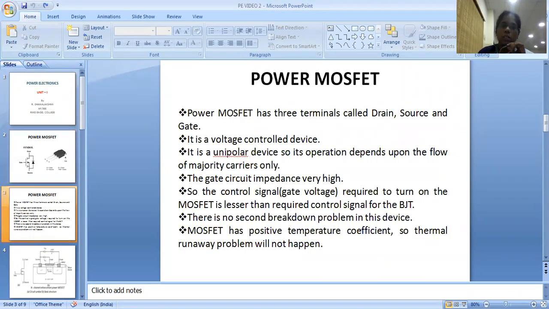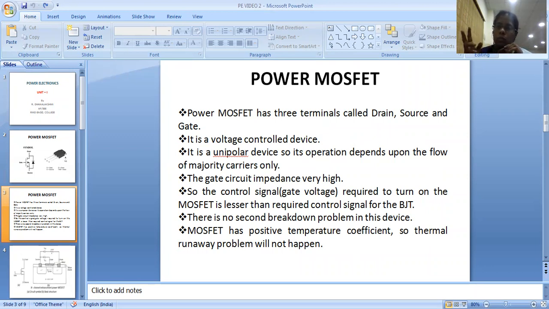Here we can see some of the features of MOSFET. As we discussed, the three terminals are drain, source, and gate. It's a voltage controlled device, whereas BJT is a current controlled device, where the base current is going to control the flow. Here the gate source voltage, VGS, will be the controlling parameter. That's why we say this is a voltage controlled device, and it's a unipolar device. BJT is bipolar, but here it is unipolar.